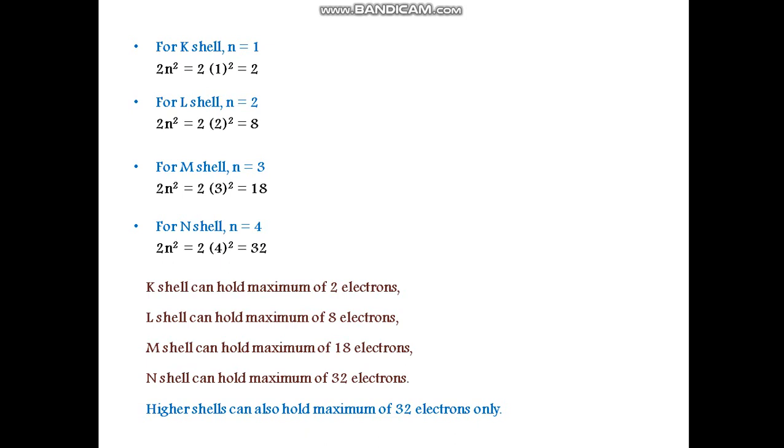Right, students? Regarding more information on neutrons, protons, electrons, and also the structure of atom, we will see in the next session.